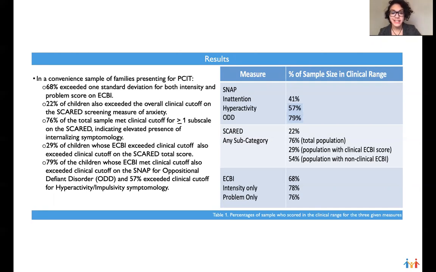29% of that sample that exceeded clinical cutoff on the ECB also exceeded clinical cutoff on the SCARED total score. So parents reported high frequency of internalizing symptoms. That's nearly a third of the kids with a clinically significant ECB also featuring high internalizing symptomology. 57% exceeded clinical cutoff for hyperactivity and impulsivity symptomology as captured on the SNAP.